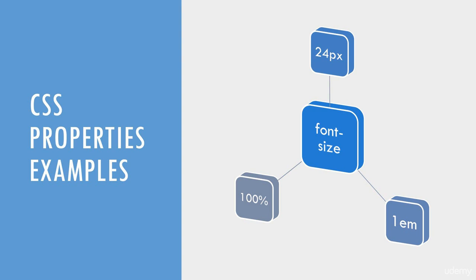Another value is 1 EM. Now EMs are scalable, and they scale based on the font size that's defined for the web page. If the font size is defined as 14px, then 1 EM equals 14px. You could even use a percentage value, but assigning percentage values to the font size property is not as common as these other values. The final property we'll consider is text align.